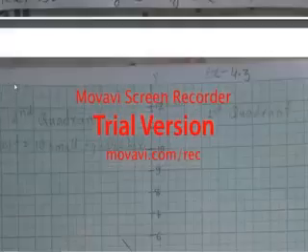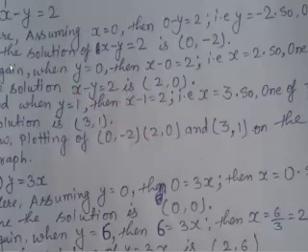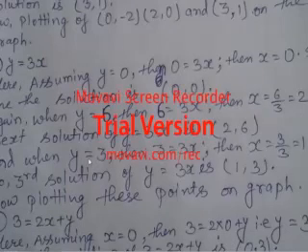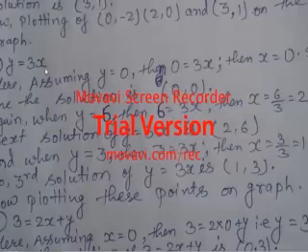Now if you see question number 3 over here, it is y is equal to 3x. Here, assuming y is equal to 0, what happens? When we assume y as 0, then 0 will be equal to 3x. So x is also 0. In the same way, the first solution will become 0 comma 0.